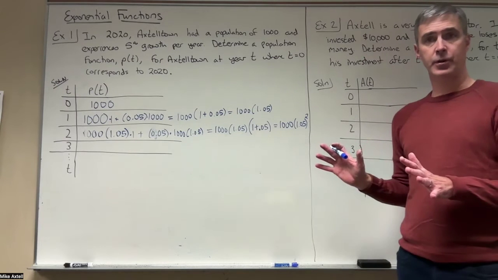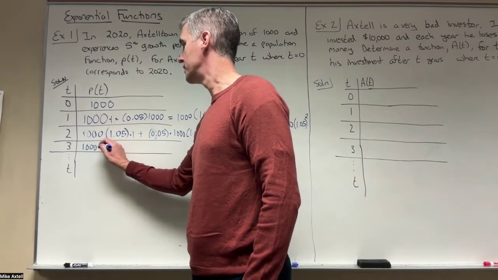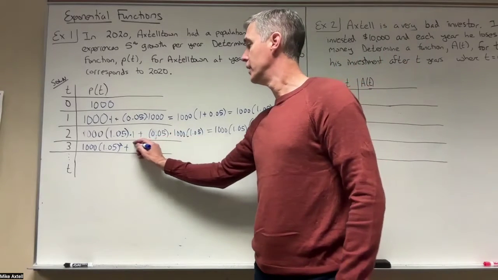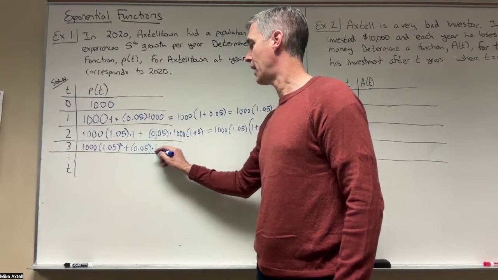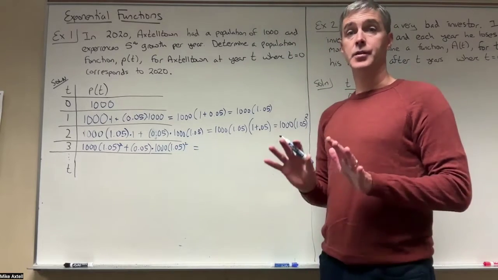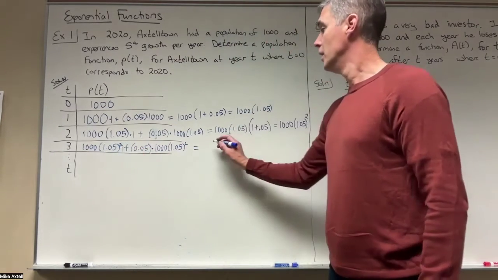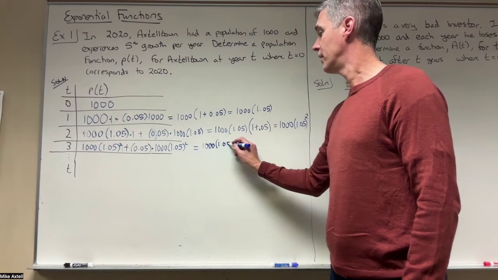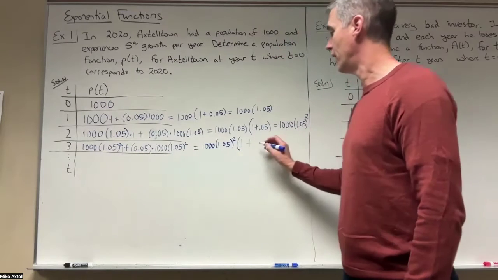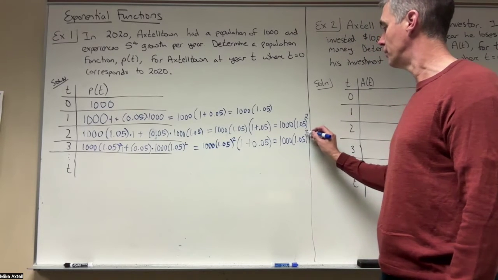Let me do that one more time for year 3. In year 3, I have the population I had last year, which was 1,000 times 1.05 squared. And then I get 5% more of that population. So here's my 5%, and here's that population from a year ago, 1,000 times 1.05 squared. Again, I'm going to factor the 1,000 and the 1.05 squared out of these two pieces, and I can imagine a times 1 there. So I've got 1,000 times 1.05 squared, and what's left over is the 1 from the first term and a 0.05 from the second term, which gives me 1,000 times 1.05 cubed.